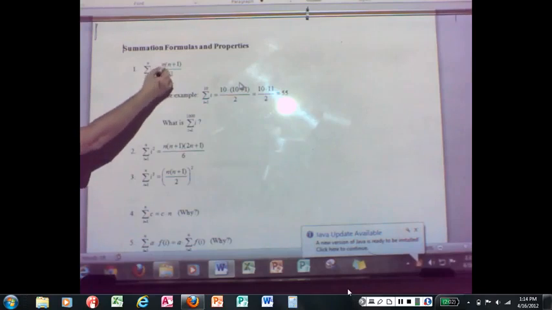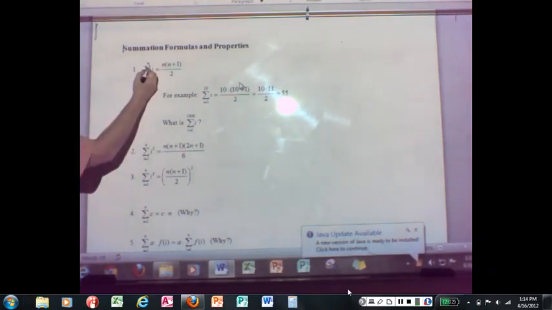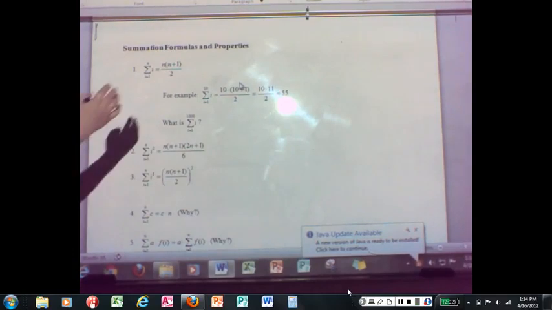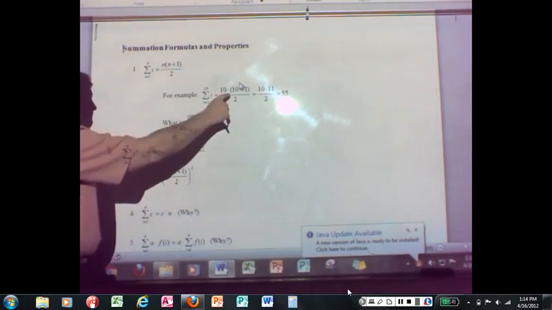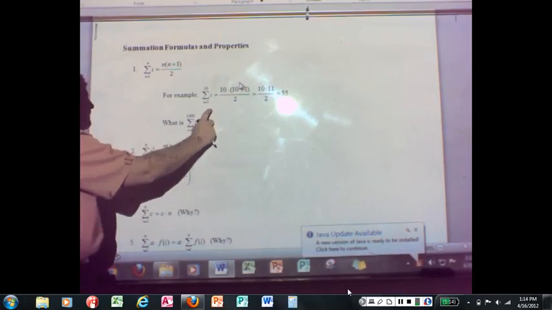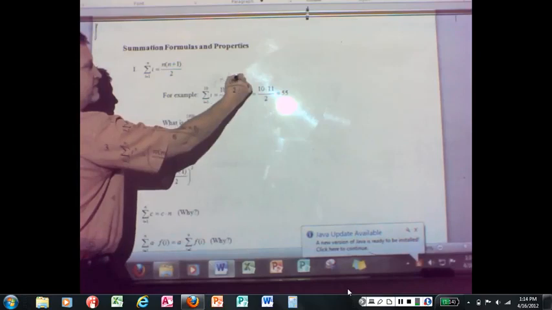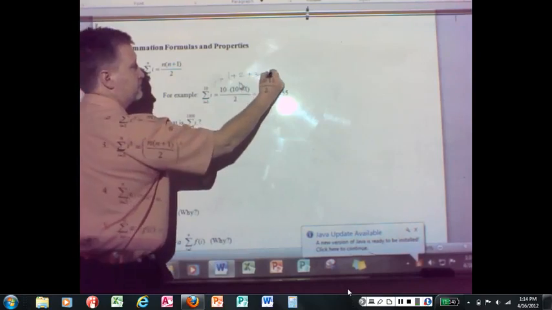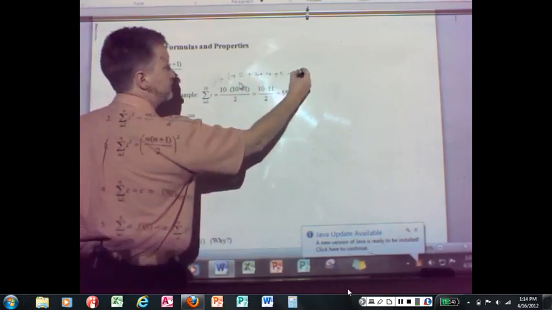Formula, and you just take the n, which the n I'm referring to is this, times n plus 1 divided by 2. Well, here's example number 1. Sum from 1 to 10. What this says, this means 1 plus 2 plus 3 plus 4 plus 5 all the way out to 10. Right?